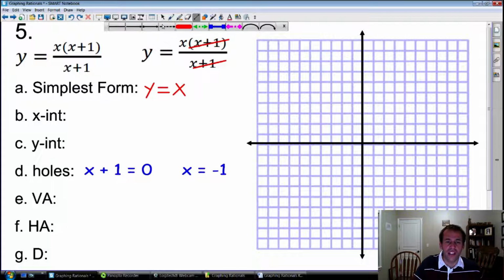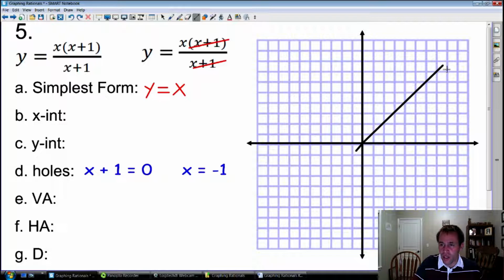Okay. And so what we'll do here, let's see, what should we use for the line? Probably this one. We're going to go both directions. And let's see where that hole is again, at x equals -1. So we know that at x equals -1, there's going to be a hole there. So here's our line. If we put in a 0 for x, we get a 0 for y, so there's the origin. Put in a 1 for x, we get a 1 for y. Put in a 2 for x, we get a 2 for y. Okay, so there we go.